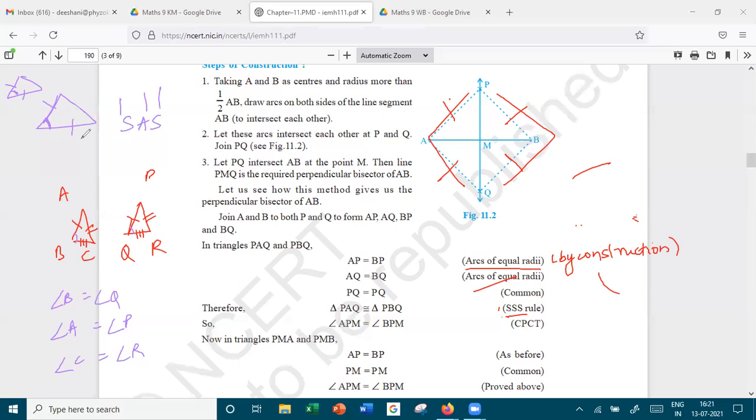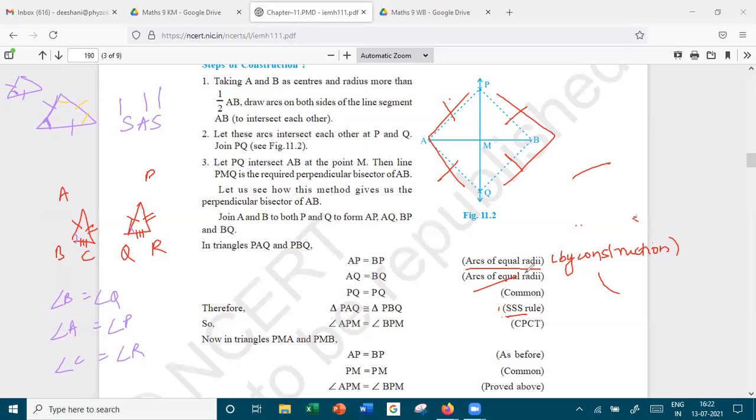So this is the SAS rule. So here the corresponding parts would be this side, this angle and this angle, right? So that's what CPCT means. It means corresponding parts of congruent triangles. In the triangles chapter you'll be doing just this, and different proofs on different ways on how to prove two triangles are congruent, what is CPCT, everything will be done in detail there. This is just for you to understand what these terms are right now.